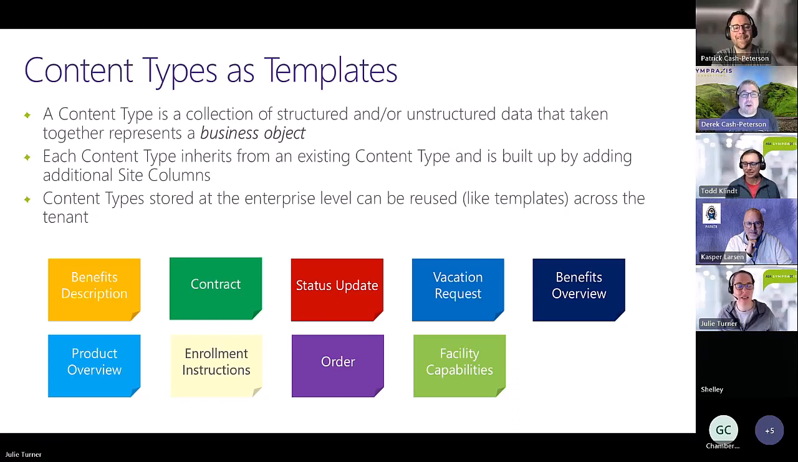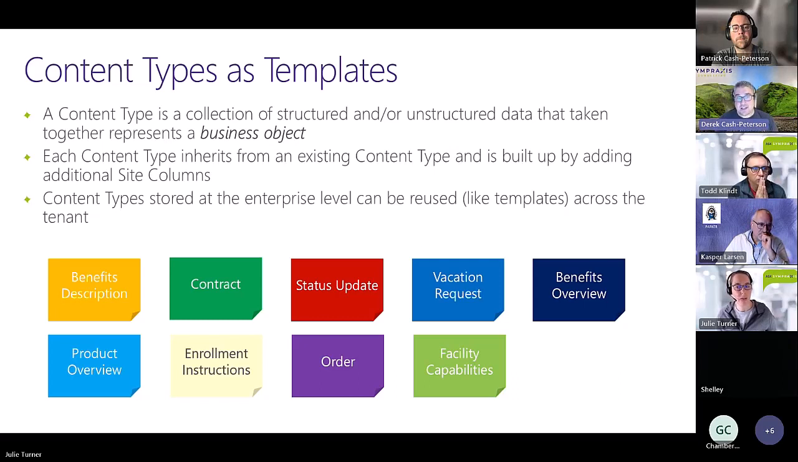So when we start talking about content types as a type of template, first I want to talk a little bit about what a content type is. For those of you who have been around in SharePoint for ages, apologize, but I really wanted to start at the bottom level. At its core, a content type is really a collection of structured or unstructured data that represents a thing, that represents a business object. Whether that's a benefit or a contract or a vacation request, it's that definition of that thing and the data that's behind it.